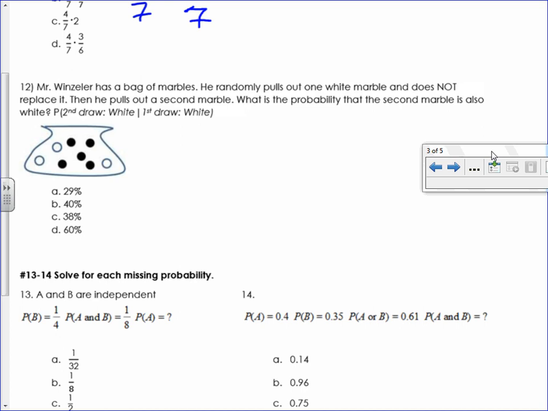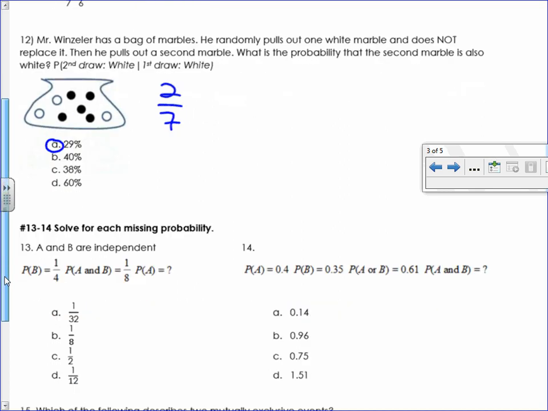So then when he goes to pick the second marble, what's the status? What's the probability of getting white that time? 2 out of 7. Okay, 2 out of 7. And then we want to change that to percent. So for number 12, you would get A, 29%. If you had the other test, the answer was D. Okay? All right, any questions about that? Okay, let's keep it moving.